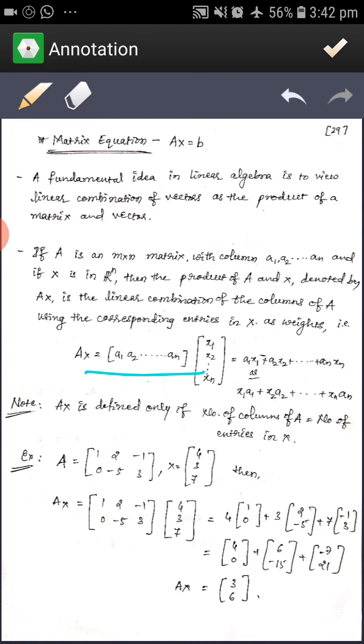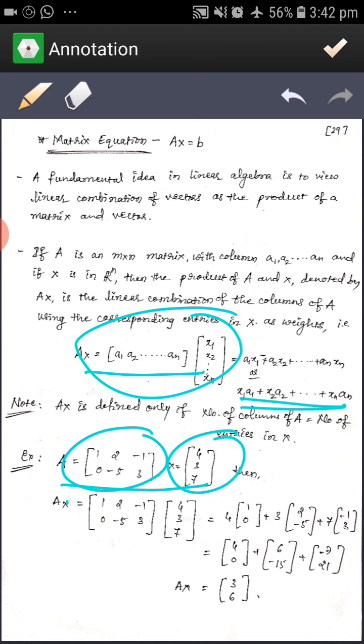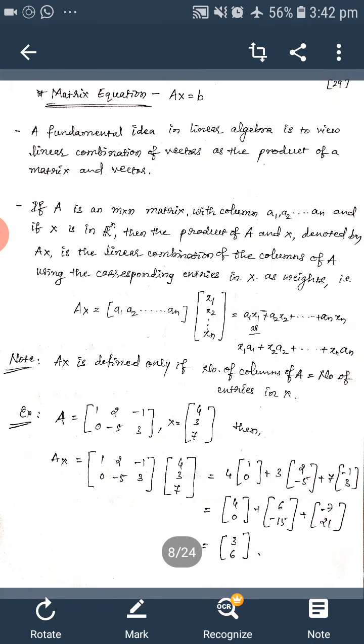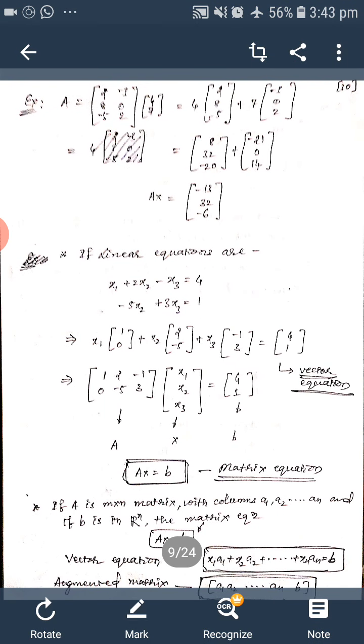This is the same thing, just multiplied and written as Ax, in the equation a1 x1 plus a2 x2 plus, and so on. It is just the calculation of Ax here. If A is a matrix and x is a matrix, we take the multiplication of those, and we get 3 6. This is matrix multiplication, meaning how to find Ax basically.